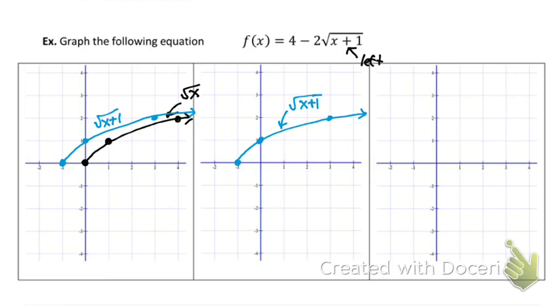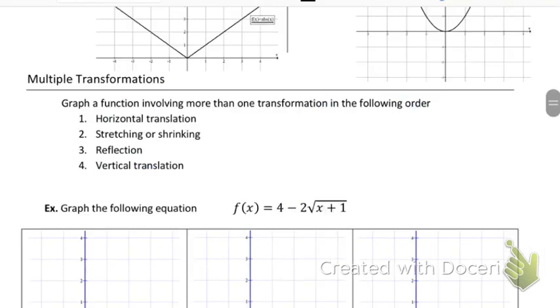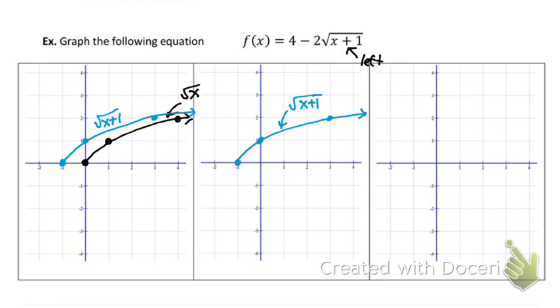All right, we're going to do two things at once here. Well, we'll put two things in the same graph. The first thing we're going to do is our vertical stretching or shrinking. So note that we have a 2 out front. That 2 out front tells me it's going to be a stretch. A stretch means I'm going to multiply all my y values by 2.